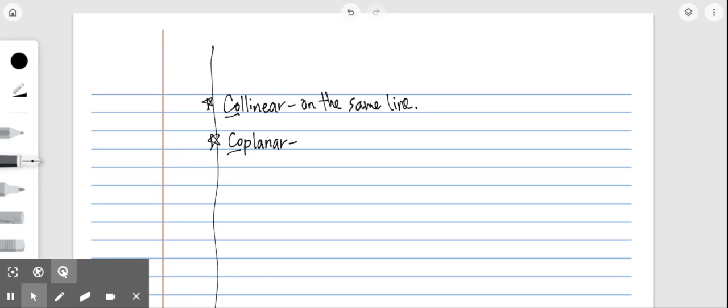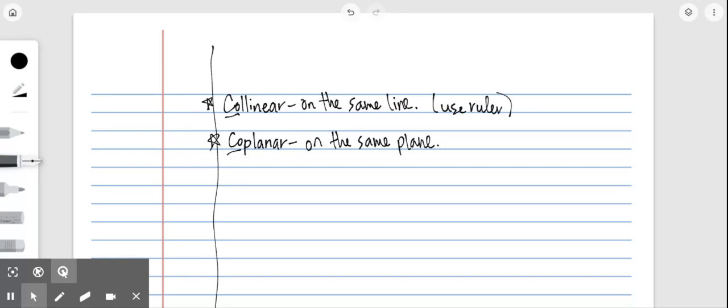This basically means that if you can put a ruler or a straight edge between the points, then they're collinear. Coplanar means that it's on the same plane. So on the same plane.